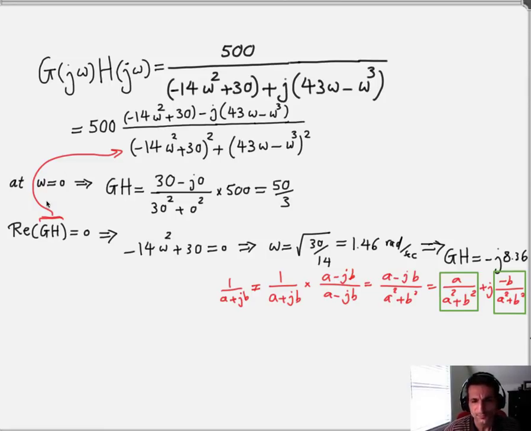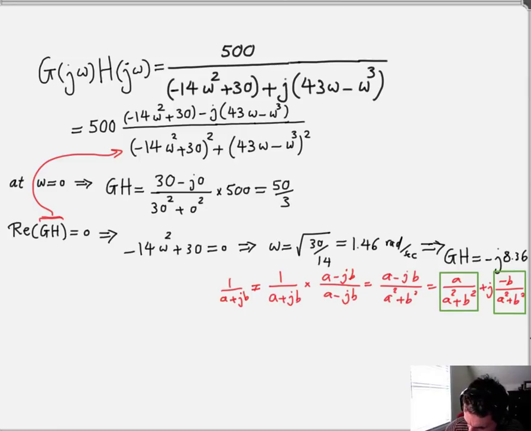Now, you're also going to evaluate when the real part is 0 and when the imaginary part is 0. When the real part is 0, the numerator's real part will have to be 0, because the denominator is just a pure real number. So if the real part of GH is 0, then negative 14 omega squared plus 30 is equal to 0, and omega would be 1.46 radians per second.